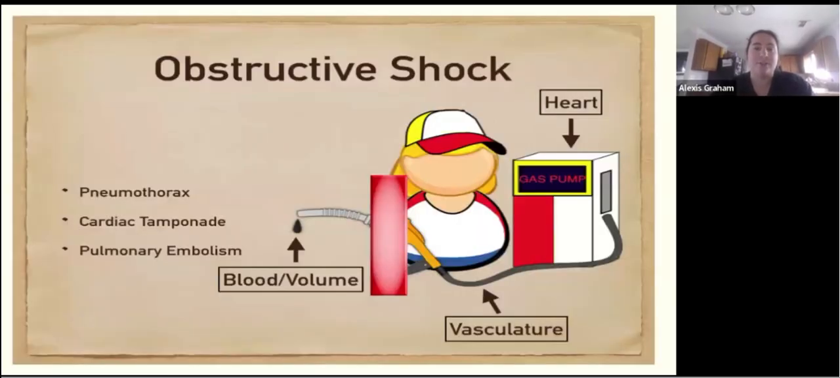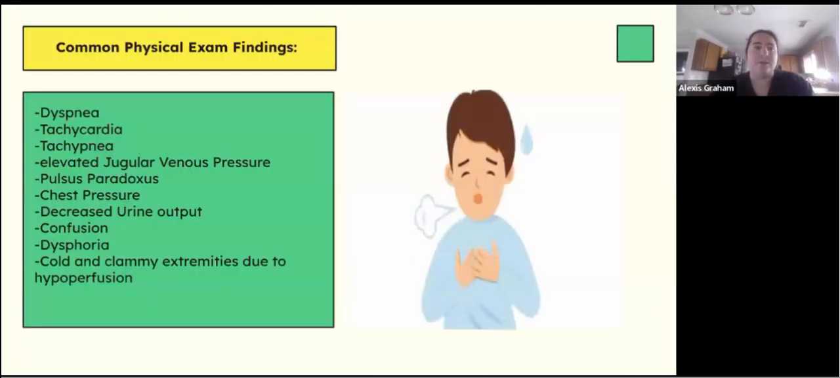So obstructive shock is just how it sounds. This is the best picture I could find to represent obstructive shock. This is an obstruction, not letting blood get to where it needs to go, inhibiting oxygen from getting to all the parts, the vital organs and things that you need to survive. So this would be in a pneumothorax, a pulmonary embolism, or a cardiac tamponade. And in this video, we're going to be referring mostly to cardiac tamponade.